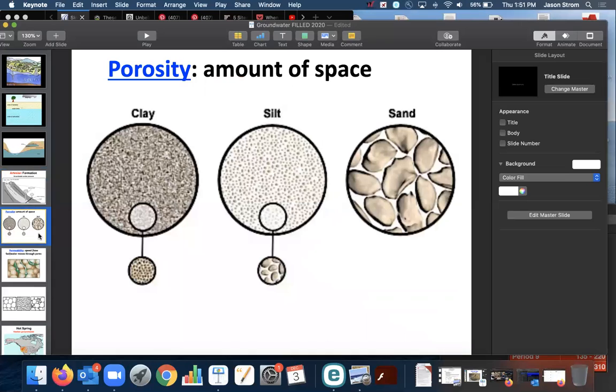This next one we've talked about before, porosity. If we talk about something being porous, you're talking about it having holes like a sponge or something. So again, the porosity just has to do with the amount of space between sediment. And the bigger the sediment, the more space there is. If the sediment's really, really small, like clay, there's not going to be a lot of space between those pieces of sediment.